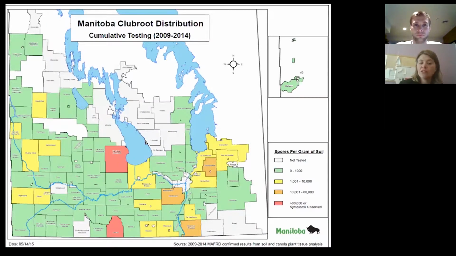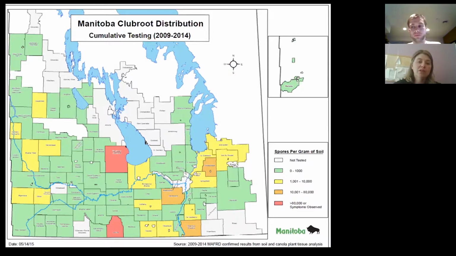So now I'm going to switch gears a little bit to clubroot specifically. I will go back to crop rotation afterwards, in a general sense, but I really do want to talk about what's going on in clubroot in the province here. So clubroot is not new to Manitoba. We were finding clubroot in vegetable market gardens back in the 1920s.